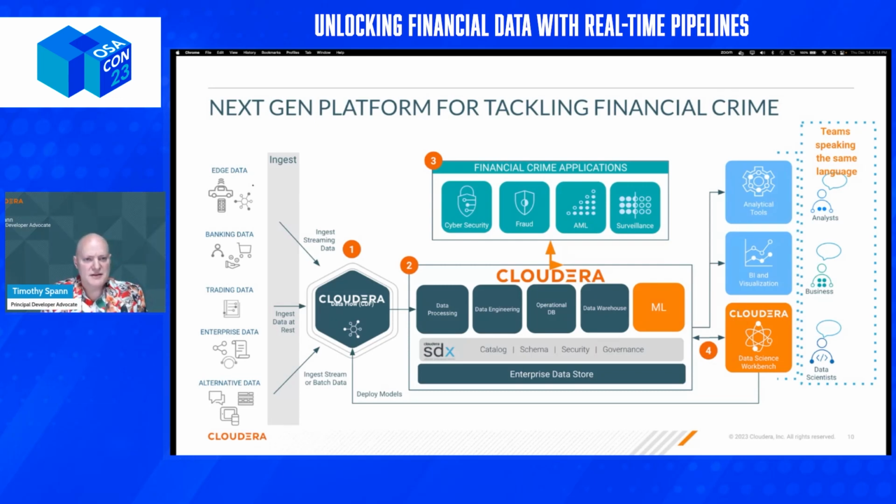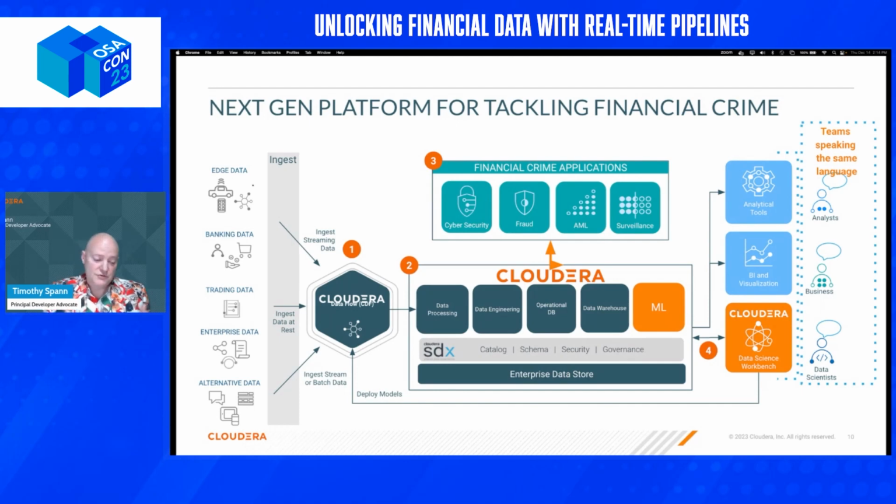A really big one that we've seen that really requires a streaming platform is something like financial crime. You're getting different cybersecurity data, looking at fraud data, looking at surveilling different systems. There's a lot going on out there, and that data is moving quickly, and that data tends to be often changing, maybe from different systems.